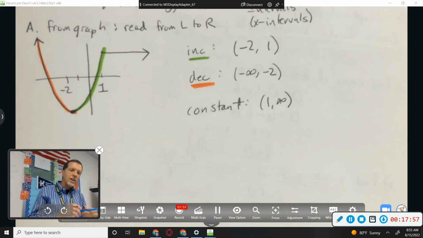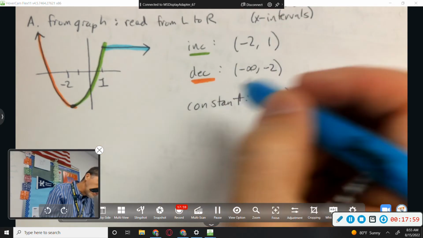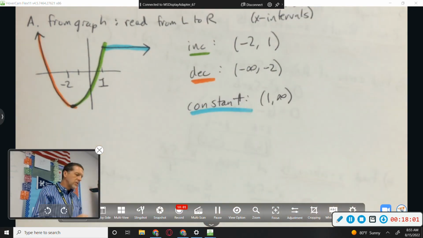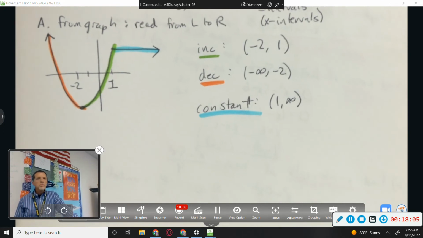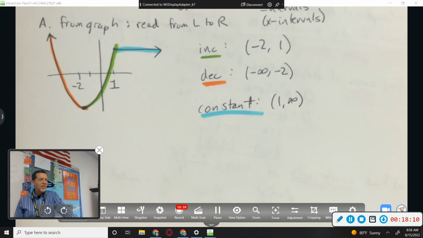I guess I need to color that as well. Not that you really need the color-coded chart for increasing, decreasing, and constant. Again, the only tricky one is when it heads up and to the left. Your brain says, oh, it's going up, but not really. You've got to read it left to right.